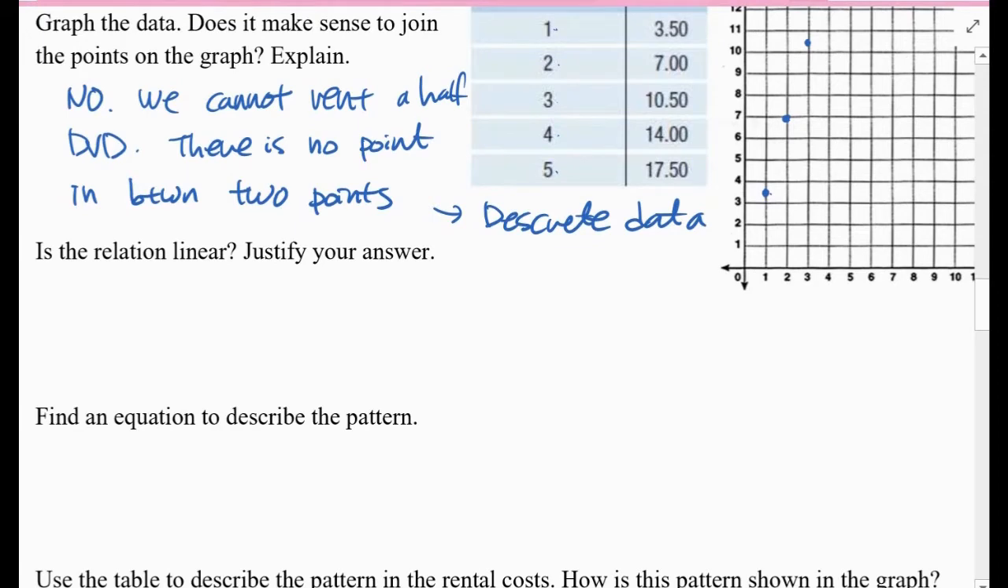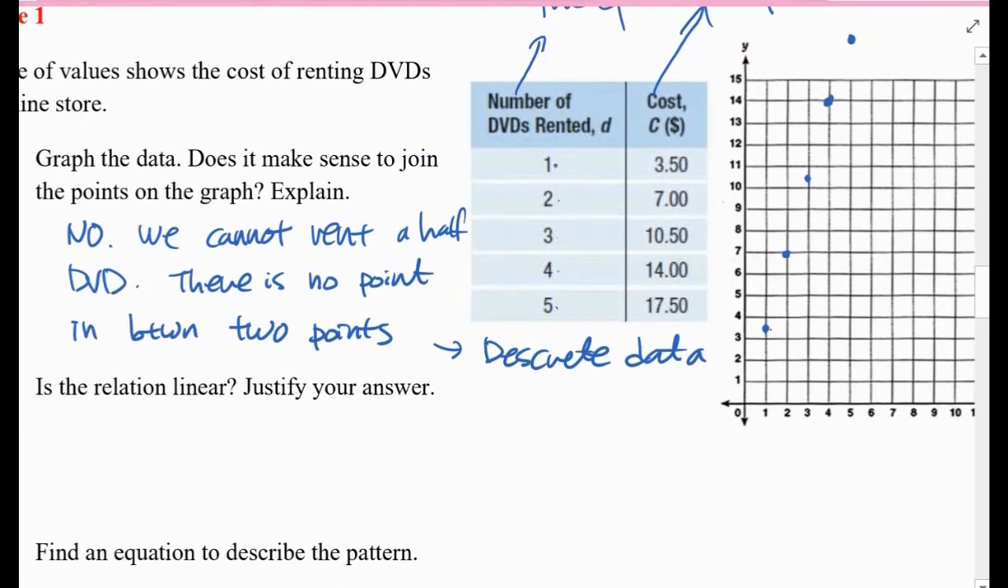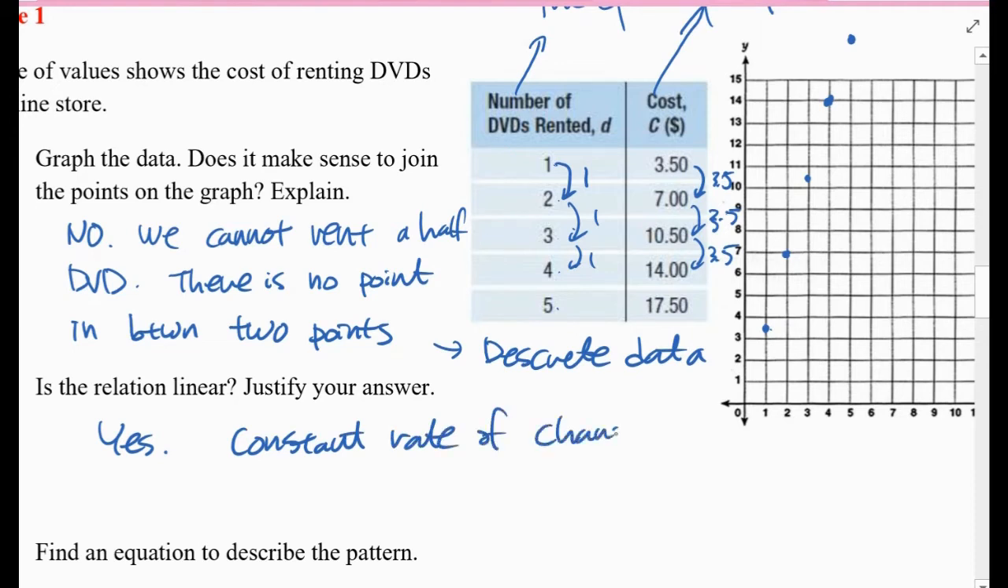Is the relation linear? Yes, it is. Every time the number of DVDs increases by 1, this increases by 3.5. Therefore, it is a linear relation. So every time this increases by 1, this increases by 3.5, increases by 1, increases by 3.5. Constant rate of change in both variables. So yes, constant rate of change in both variables.